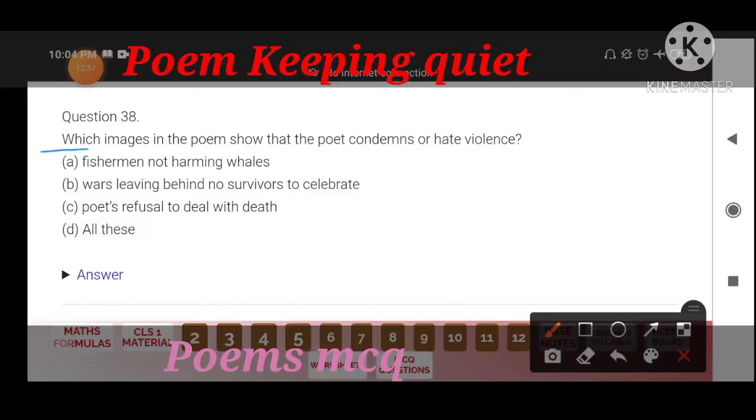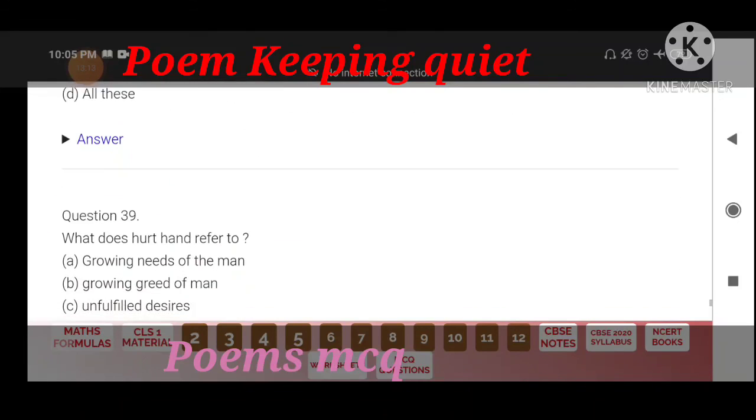Which images in the poem show that the poet condemns or hates violence? Fishermen not harming wells, wars leaving behind no survivors to celebrate, and the poet's refusal to deal with death. And all of this, the answer will be all of this.